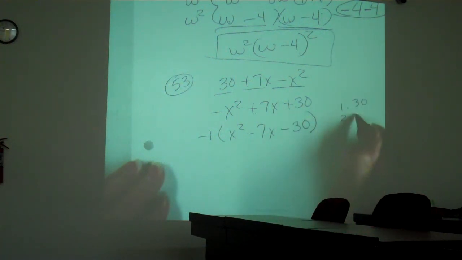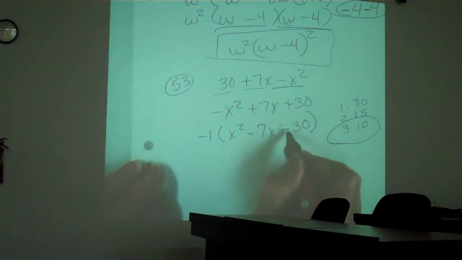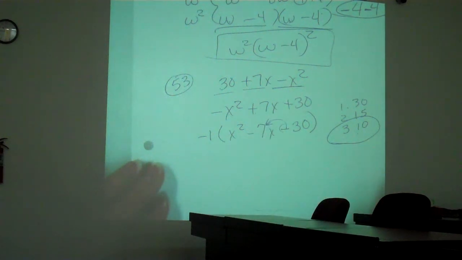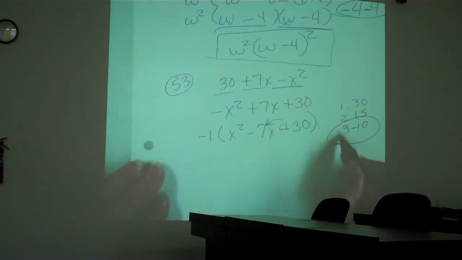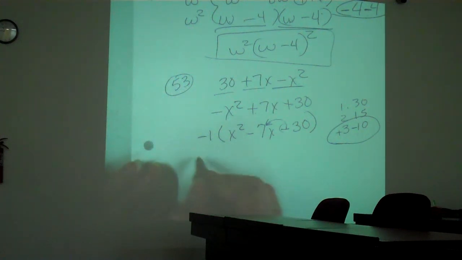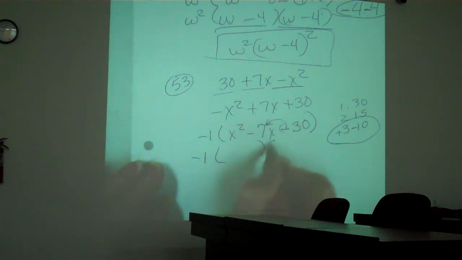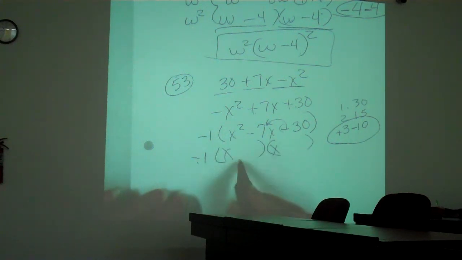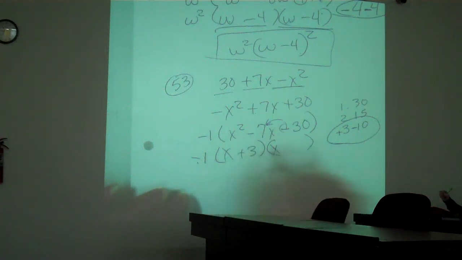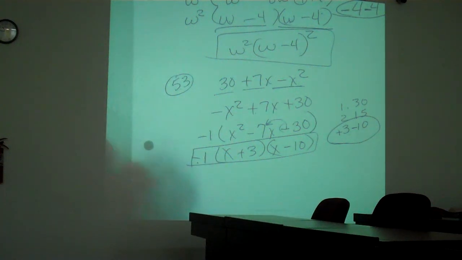1 times 30, 2 times 15, 3 times 10. There's the ones that subtract to give you 7. Negative 10, positive 3. So this one would come out to negative 1 in front, x plus 3, and x minus 10. That's one way it could be factored.